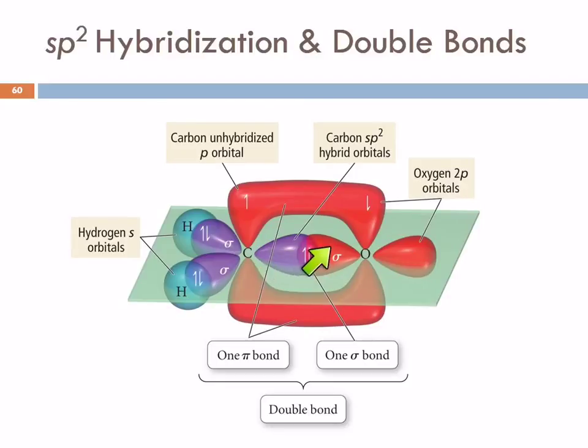When orbitals overlap end to end, it's called a sigma bond, and when they overlap on the side, it's called a pi bond. And I don't really have any good reason for why they call them that, but that's what they call them, sigma and pi.